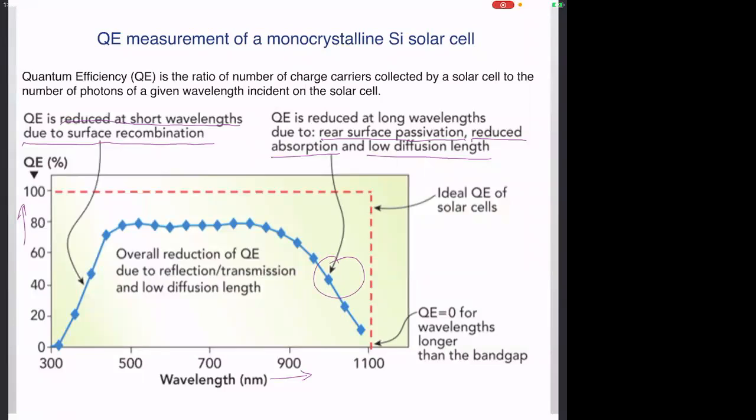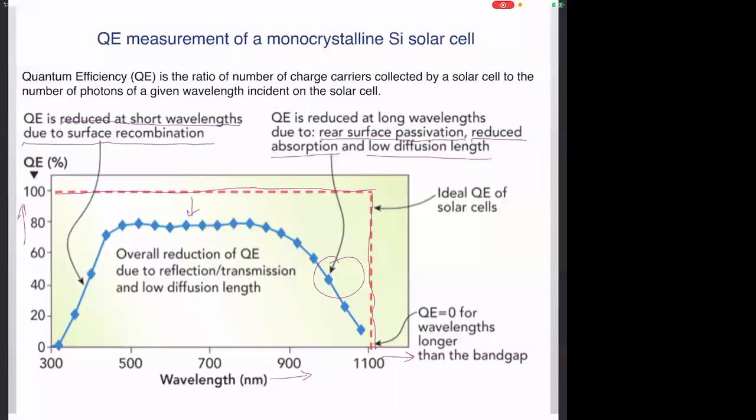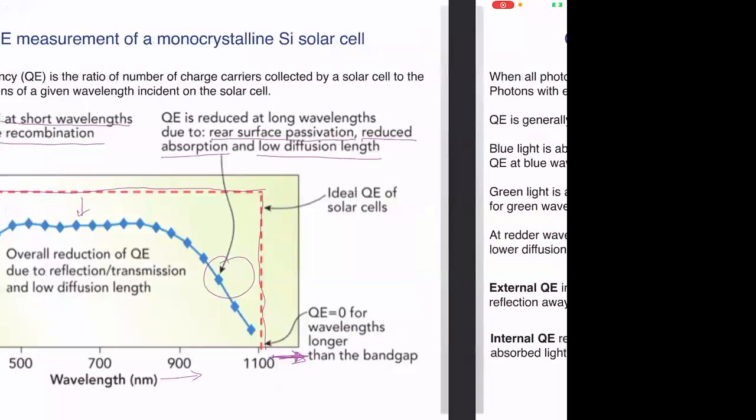Then in between, you have a slight reduction in QE due to reflection, transmission, and lower diffusion length. This dashed line here is the ideal solar cell, where you want to get 100% absorption, 100% quantum efficiency, until it gets to the band gap below which it's 0%. So that's the ideal case, which of course does not exist in real life. So just to summarize this, when all photons are converted and collected as charge carriers, the quantum efficiency is 100%. With photons of energy less than the band gap, the quantum efficiency is 0%. So out here, of course, is 0 no matter what.